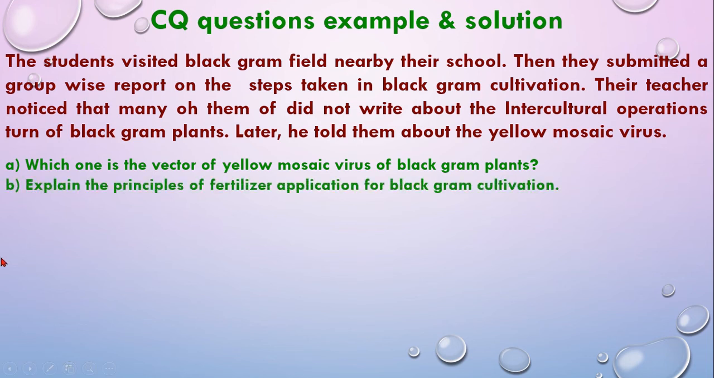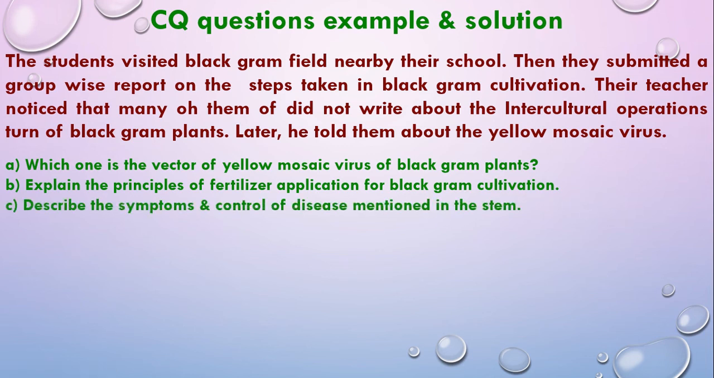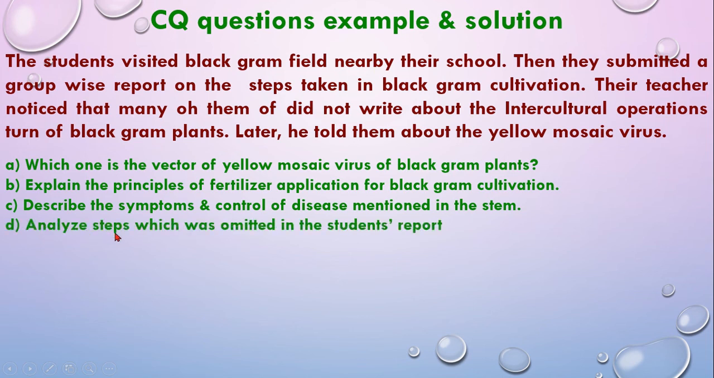Second question is: explain the principles of fertilizer application for black gram cultivation. Third question, for 3 marks, is: describe the symptoms and control of the disease mentioned in the stem. And the last question is: analyze the steps which were omitted in the student's report.